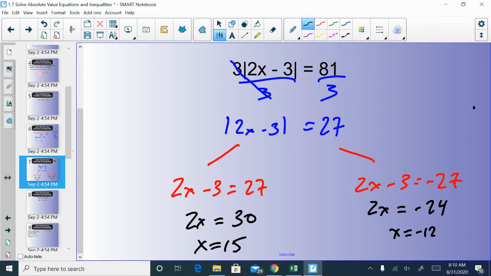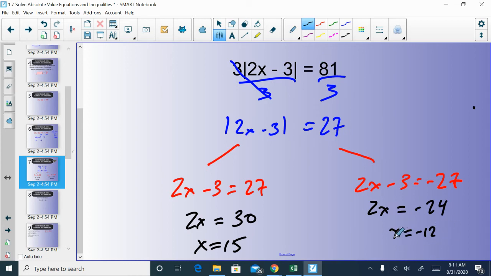I warned you that I would be getting fussy about checking your answers. I'm still going to check this one. When I plug 15 in for x, 2 times 15 would give me 30, and 30 minus 3 is 27. Now I have to take the absolute value of 27, which is just 27, and 27 times 3 is 81. I need to do that again with the other answer.